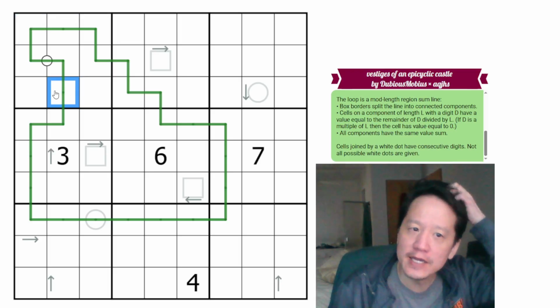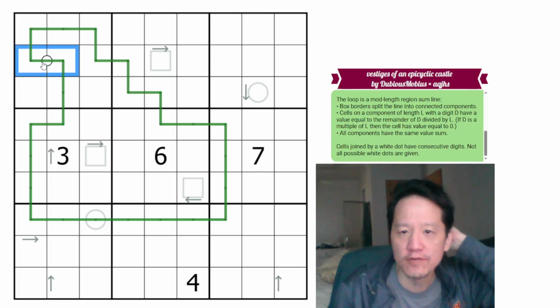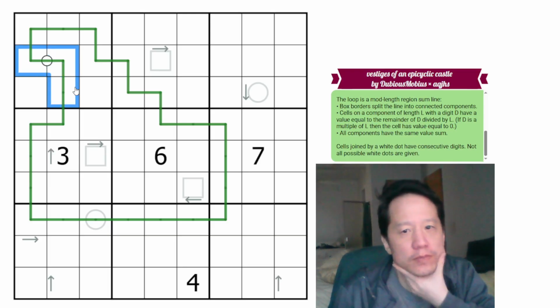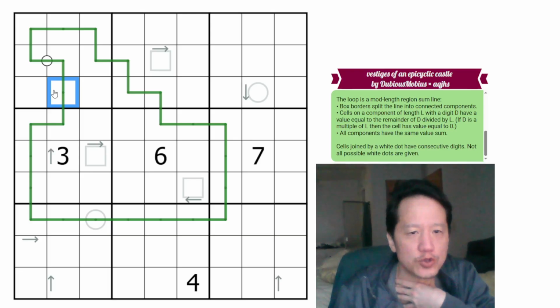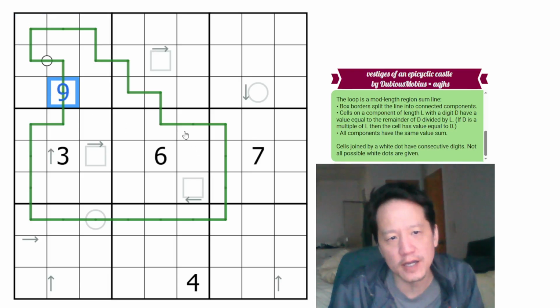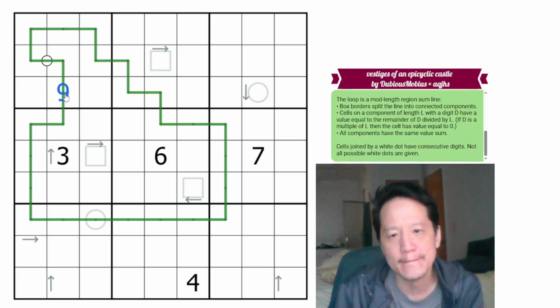So each of these cells would essentially have... okay, that's very interesting. Each of these cells, since the L is 7 here, would have their value equal to the remainder of their digit divided by the length of the component, which would be 7. So if, for example, this was, say, a 9, the value of this cell would actually be 9 mod 7, which would be 2, right?